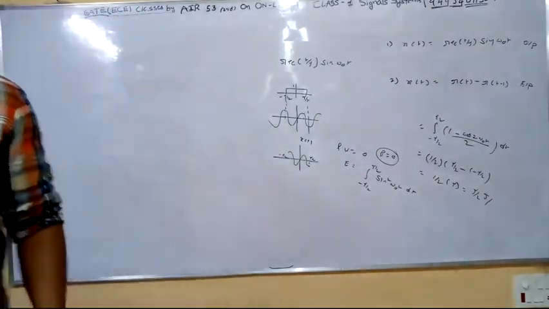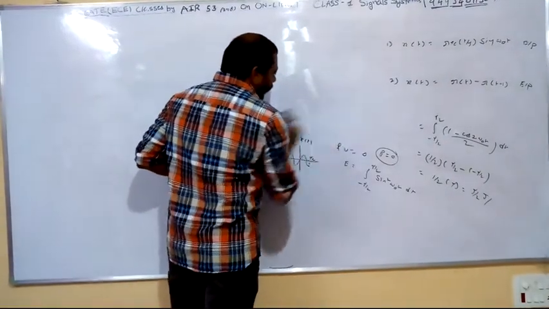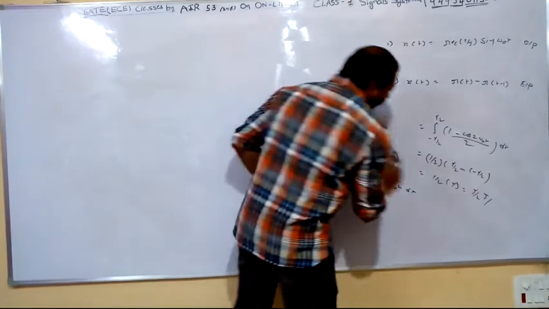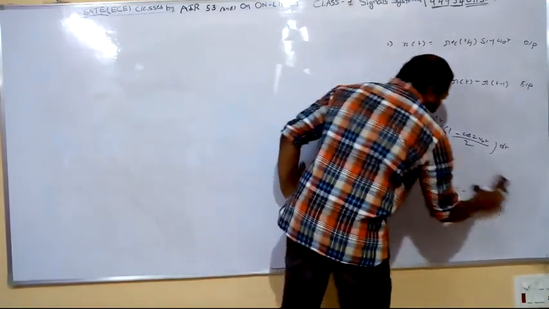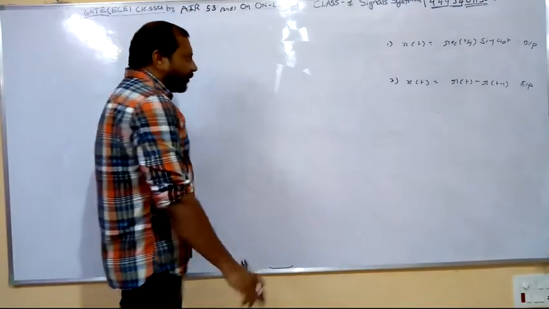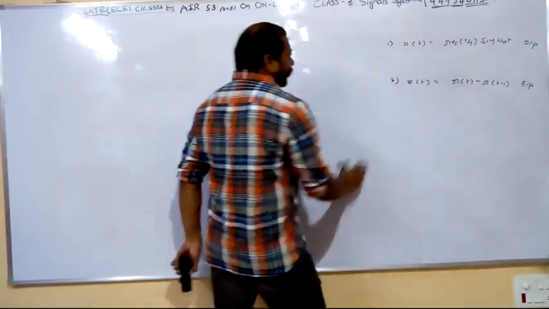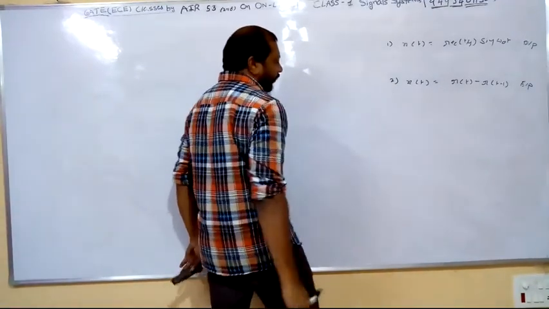Coming to this question, x of t they have given as r of t minus 1. Not a new thing, just for practice point of view only. R of t minus 1. You have to draw the graphs, sketch the corresponding shapes, and from that estimate whether it is an energy signal or a power signal. If it is a power signal, find the power. If it is an energy signal, find the energy.